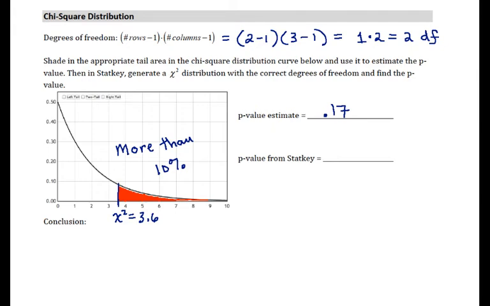Even if you thought this was about a third, I don't think it's anywhere near a third of the area. But if you came up with a third and said 0.3 or 0.33, that would be okay too. We're really going for the process and a ballpark figure. Now we can go into StatKey and see what StatKey says it is based on a chi-square distribution with 2 degrees of freedom.